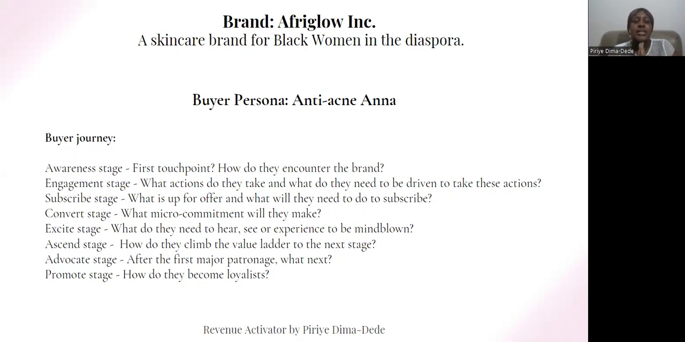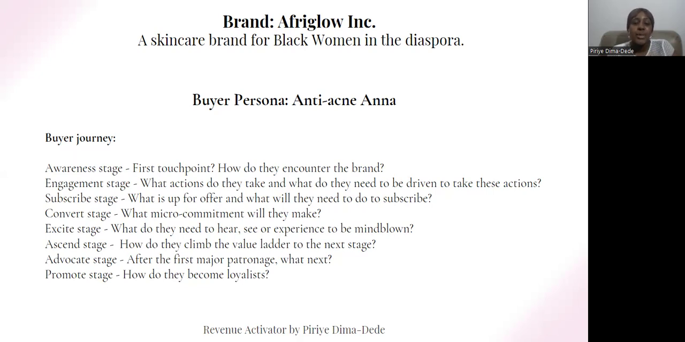The first stage is the awareness stage. So what will be Anna's first touch point? How would she encounter the brand? This could be through organic content. This could be through a reel someone shared with her in her DM about the brand. This could be through an ad that she sees from the brand, maybe spotlighting a testimonial.